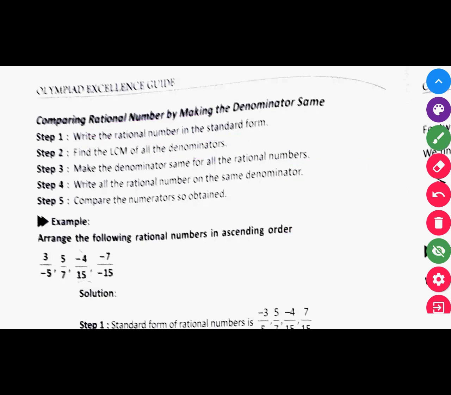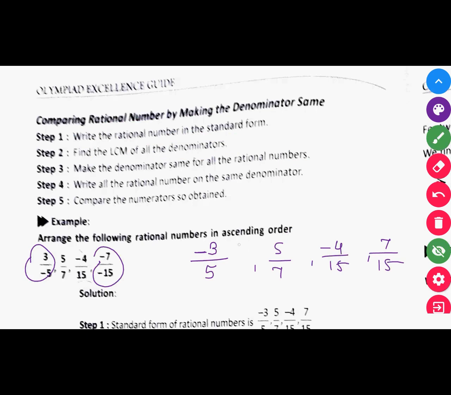So one example is given. Arrange the following rational numbers in ascending order. Here two rational numbers have a negative denominator. So first we have to make their denominators positive by multiplying numerator and denominator by -1. So the first number becomes -3 upon 5. The second number becomes 5 upon 7. The third number is -4 upon 15. And the fourth number is 7 upon 15.